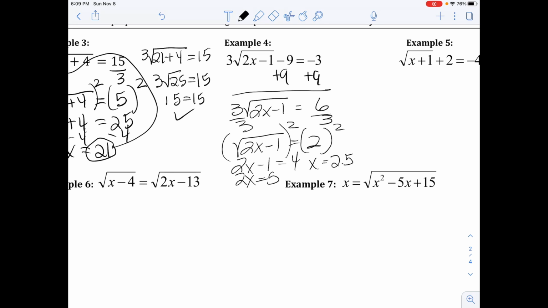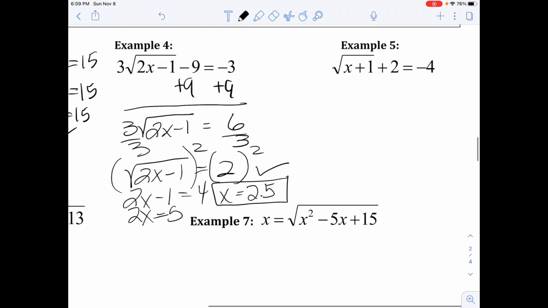When you substitute that back into the original problem, you're going to have 2 times 2.5, which is 5 minus 1 is 4. Root 4 is 2. 2 times 3 is 6. 6 minus 9 is negative 3. And so that solution checks.